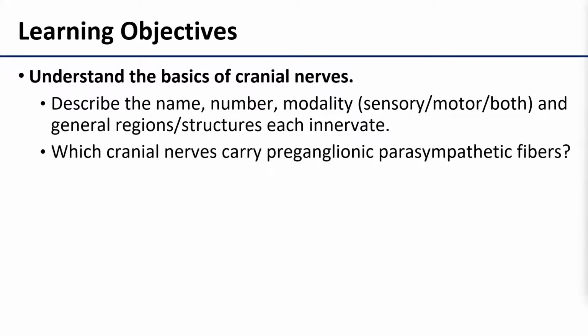For today, though, I really want to scale back on some of that detailed information overload and really just focus on the basics. So by the time you are done with this session here, I want you to have learned their name, their number, what kind of innervation they're carrying, so what is their modality, and be able to identify the general regions that they innervate. Okay, we'll talk a little bit about which carry some parasympathetic fibers, which are a special type of autonomic or unconscious innervation as well.